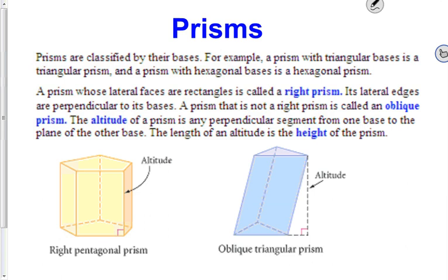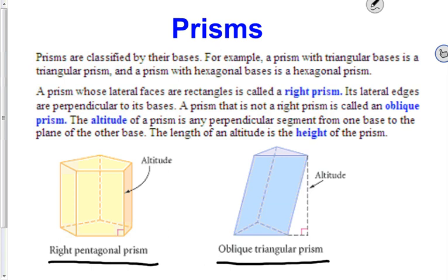Prisms are classified by their bases. For example, a prism with triangular bases is a triangular prism, and a prism with hexagonal bases is a hexagonal prism. A prism whose lateral faces are rectangles is called a right prism. You can see the right pentagonal prism over here on the left. Its lateral edges are perpendicular to its bases. A prism that is not a right prism is called an oblique prism, and you can see the example over here on the right.